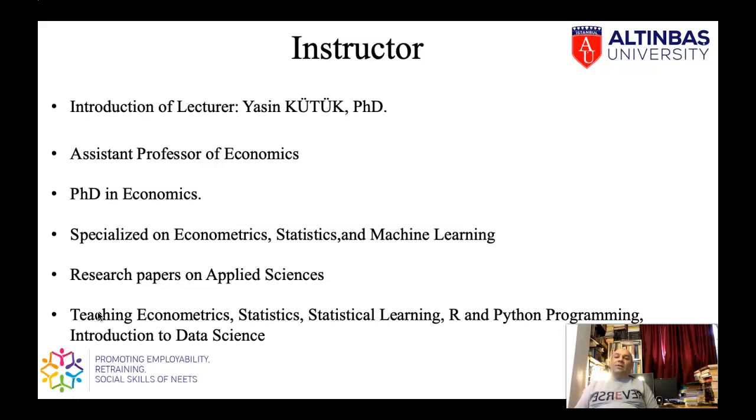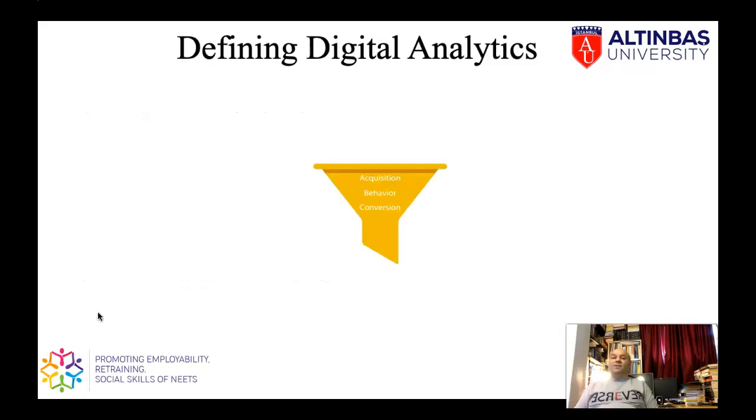I'm also holding a PhD degree in economics. I'm focusing academically on the areas of econometrics, statistics, and machine learning. In parallel with my research areas, I'm writing research papers on applied sciences. As of 2018, I'm lecturing on econometrics in both theoretical and applied statistics, statistical learning, R and Python programming, and introduction to data science.